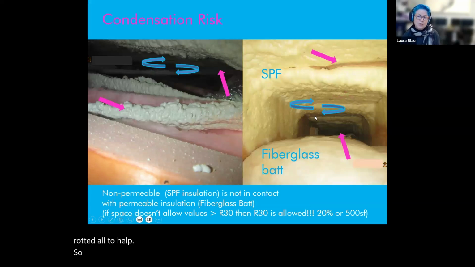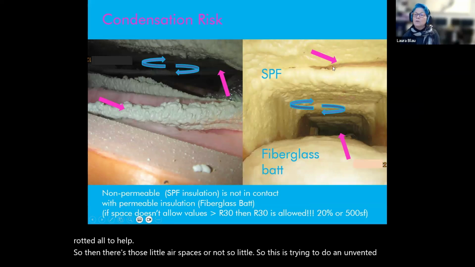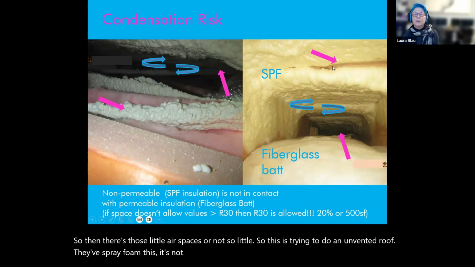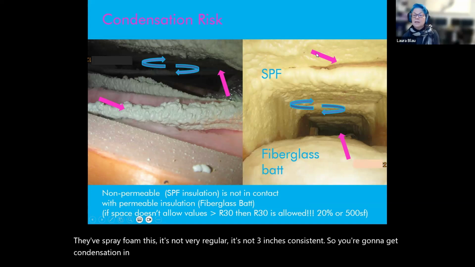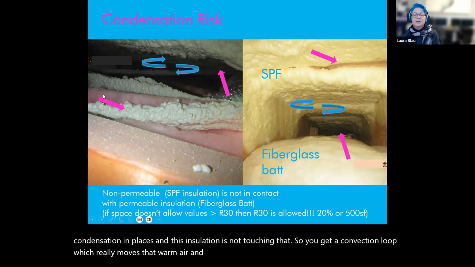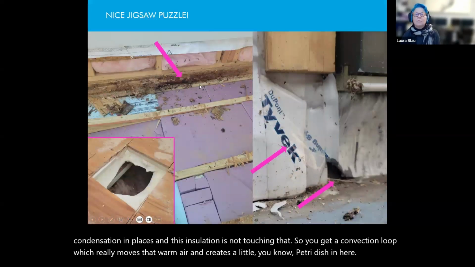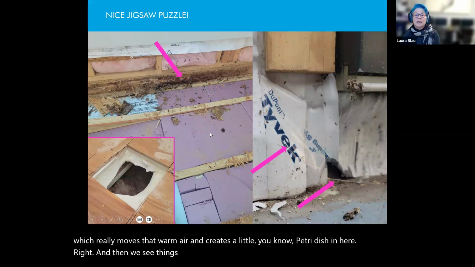Then there's those little air spaces, or not so little. So this is trying to do an unvented roof. They've spray foamed this. It's not very regular. It's not 3 inches consistent. So you're going to get condensation in places, and this insulation is not touching that. So you get a convection loop, which really moves that warm air and creates a little petri dish in here, right?